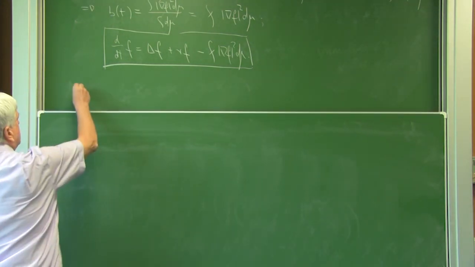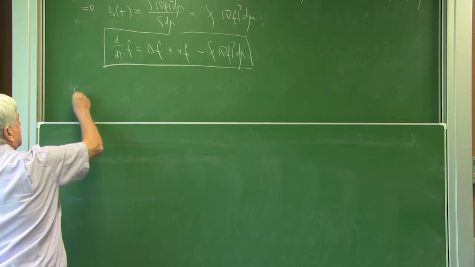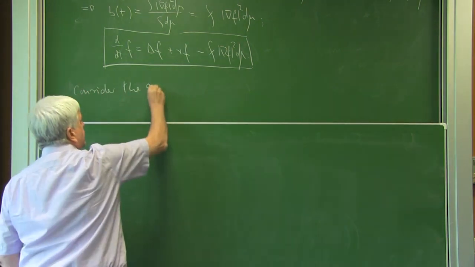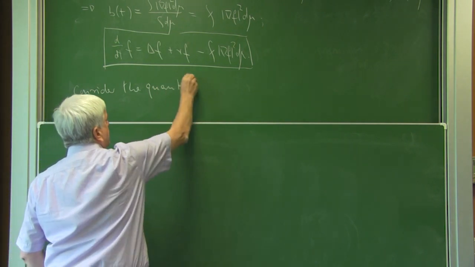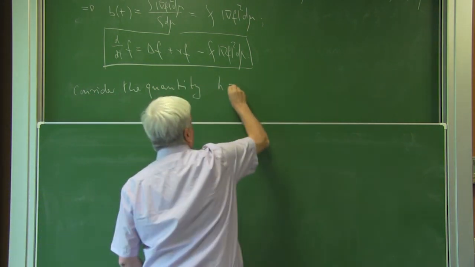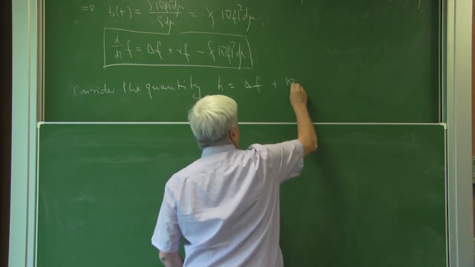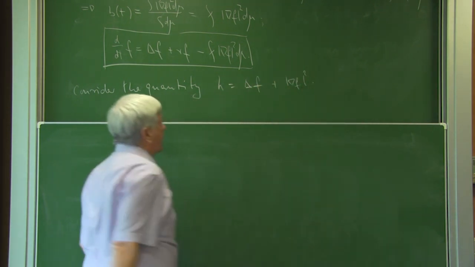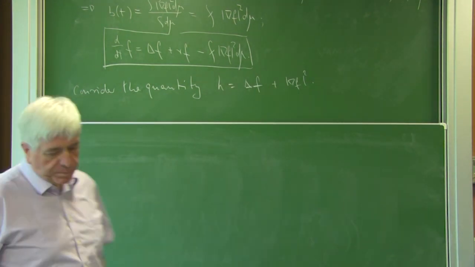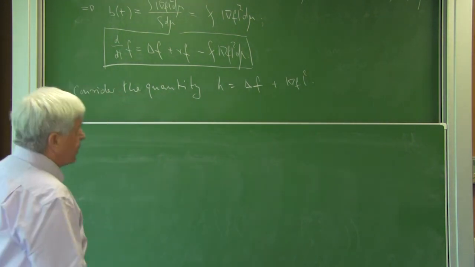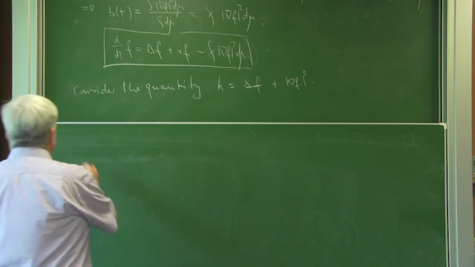So, consider the quantity h is equal to the Laplacian f plus gradient f squared. And then we compute the evolution equation of h.